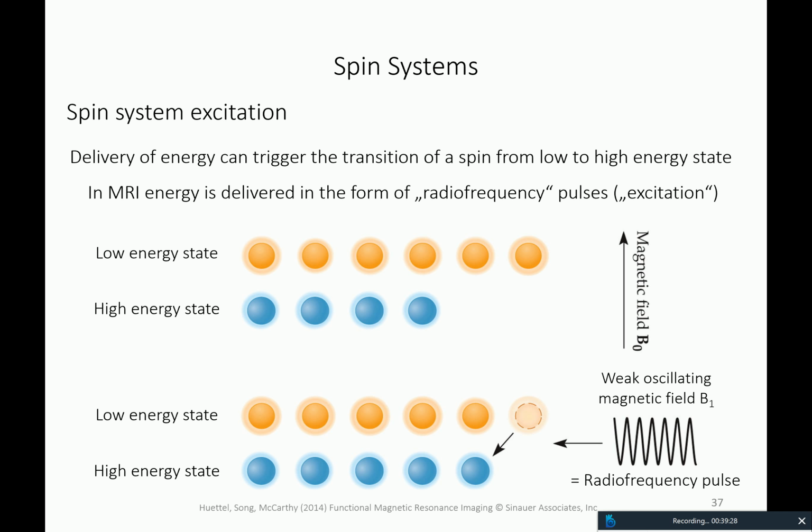Here, if you want, you can live with the quantum description of the whole thing: that some of the low energy state precessing nuclei are turned into the high energy state. So definitely something changes for the magnetization vector, getting it away from equilibrium. And you can also appreciate at this point that you need this radio frequency pulse, which is also called excitation. And this perturbs the equilibrium magnetization vector.